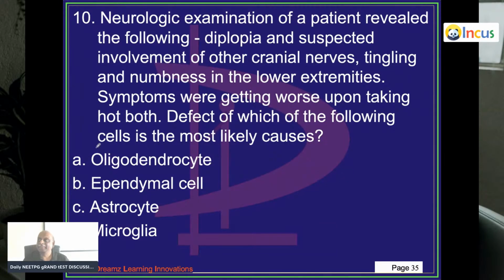Now, neurological examination of a patient shows diplopia, suspected involvement of other cranial nerves, tingling, numbness in the lower extremities. Symptoms are getting worse upon taking a hot bath. So, what is the diagnosis first of all? Simple. Symptoms were getting worse upon hot bath. Tingling, numbness, diplopia. It can't be explained by a lesion in one location but multiple locations.